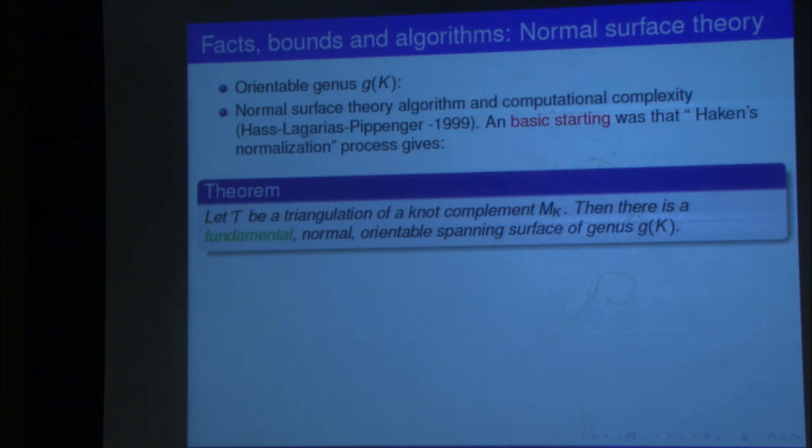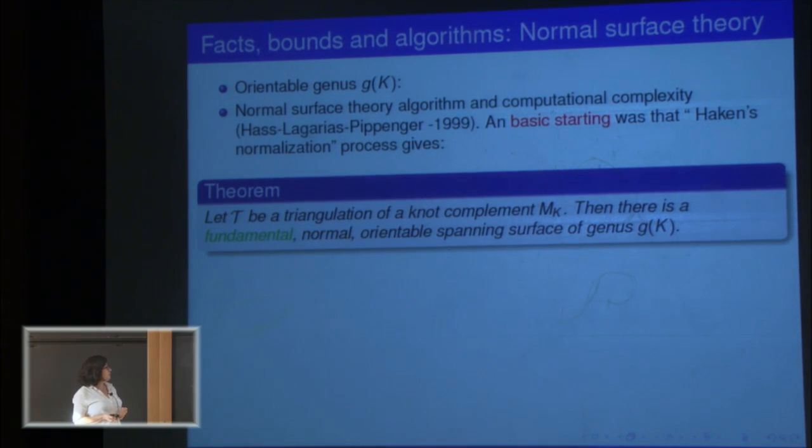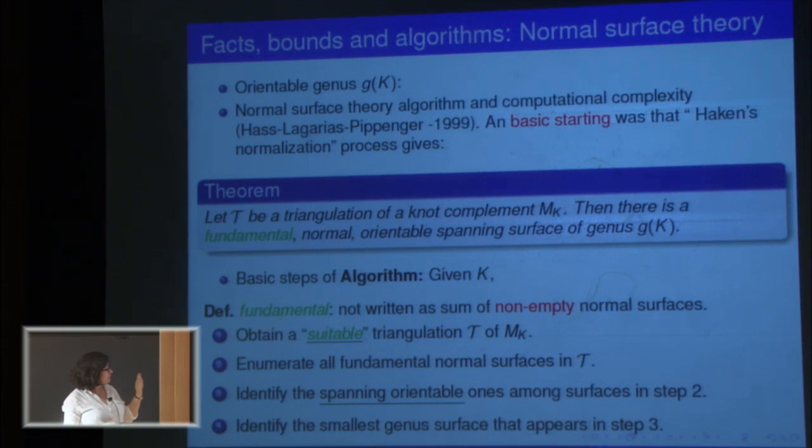You study normal surfaces with respect to these triangulations, and there is a way to add surfaces, so if you cannot decompose one as a sum, it is fundamental. A starting point for these algorithms is that for any triangulation, there is a fundamental normal orientable spanning surface that realizes g(K), the oriented genus of K.